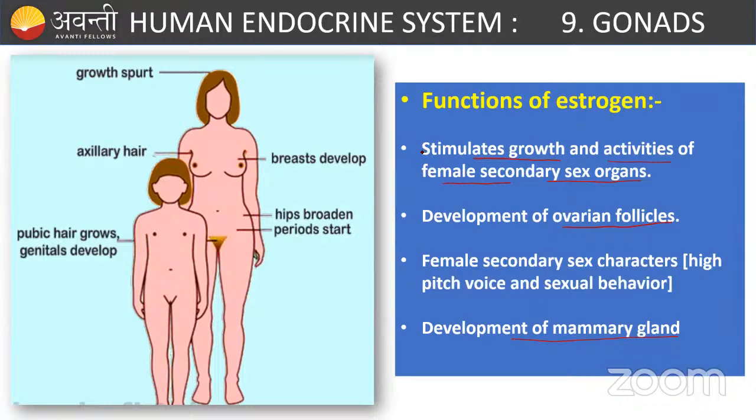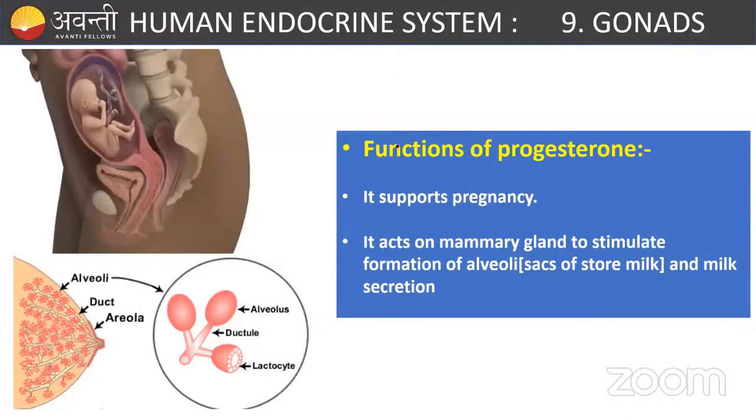Once it stimulates the growth and the activity of female secondary sex organs, development of ovarian follicles, development of mammary glands, and the female secondary sex characters, which are high-pitched voice and sexual behavior. Then the function of progesterone, which is secreted by the corpus luteum, whereas the estrogen is secreted by the ovarian follicle.